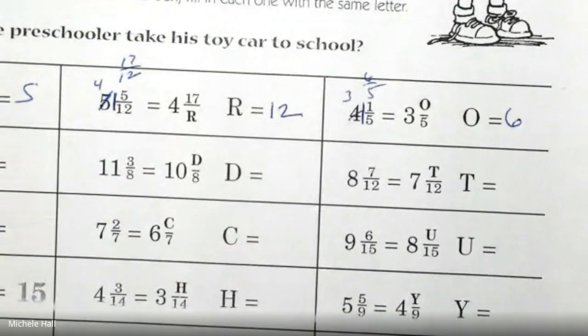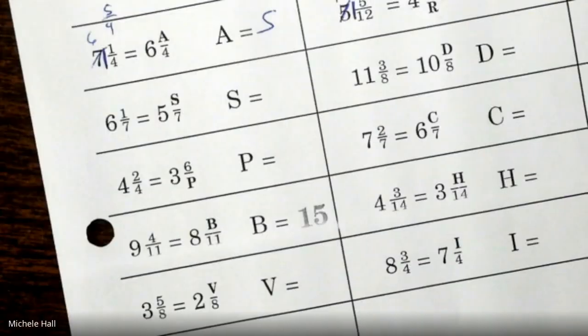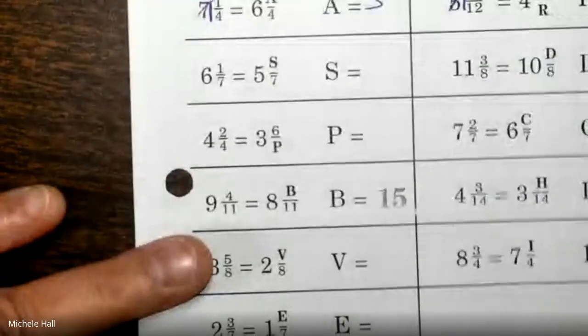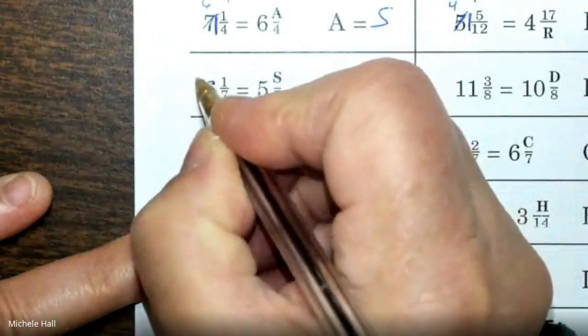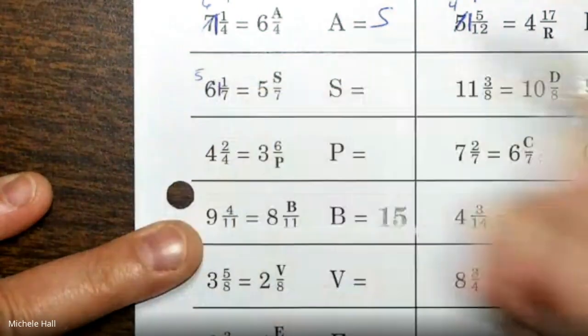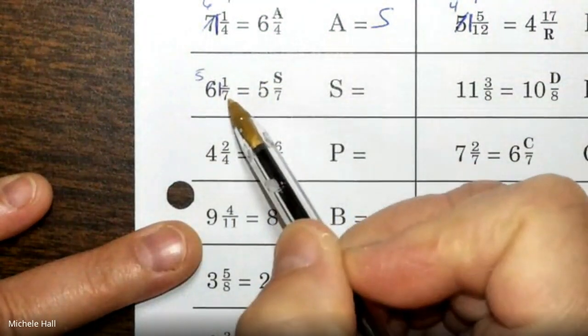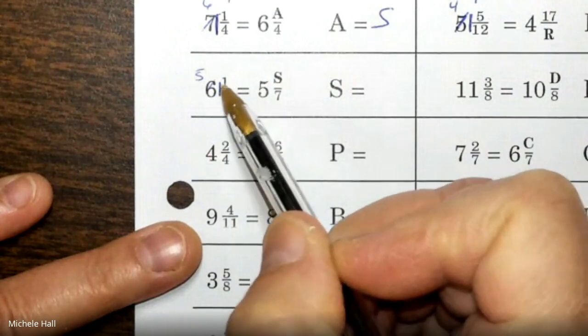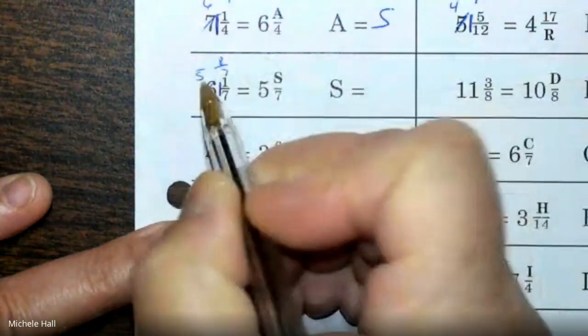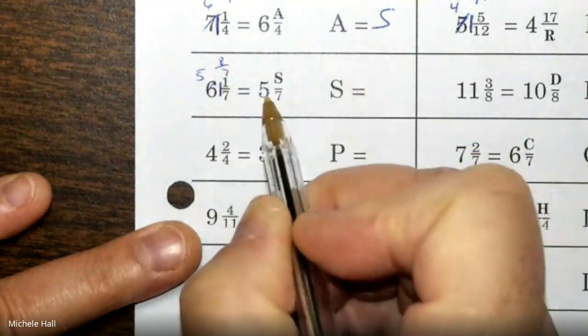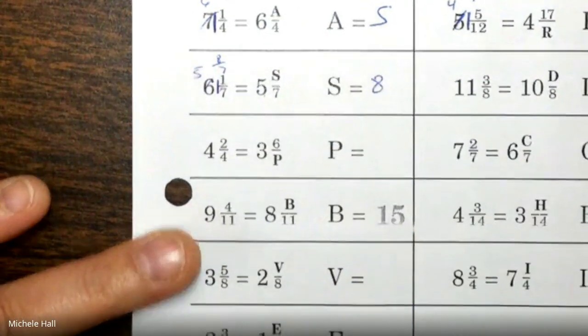Okay, try the next one. Okay, how are we doing on these? Not too difficult to borrow, right? You just got to get used to the process. For this one, I cross out my 6. It becomes a 5. I put a 1 in front, and then I change my mixed number to an improper fraction. 7 times 1 is 7, plus 1 is 8/7. So I have 5 8/7. So S must be 8.